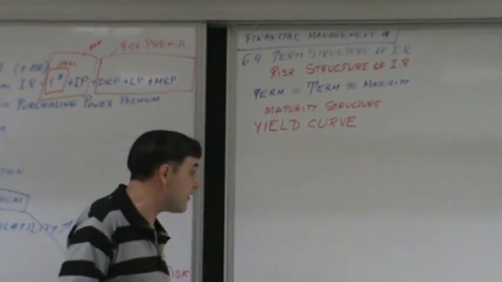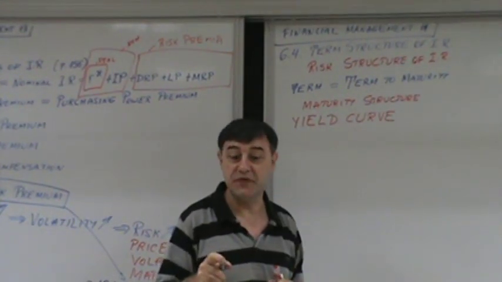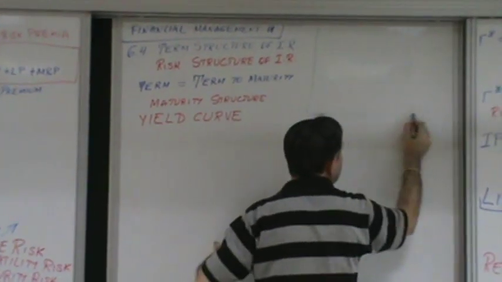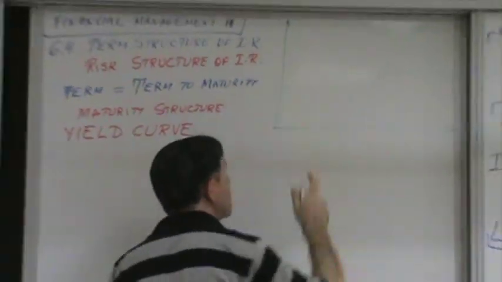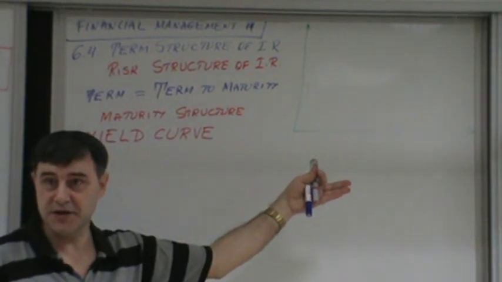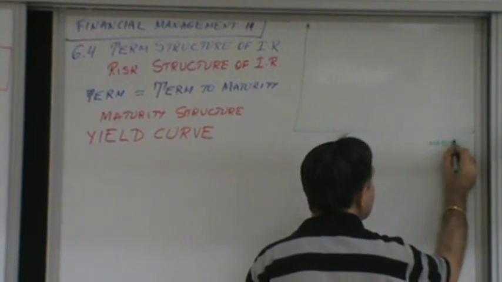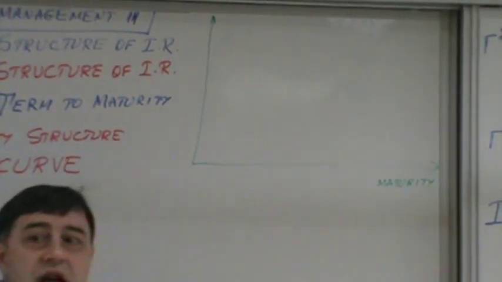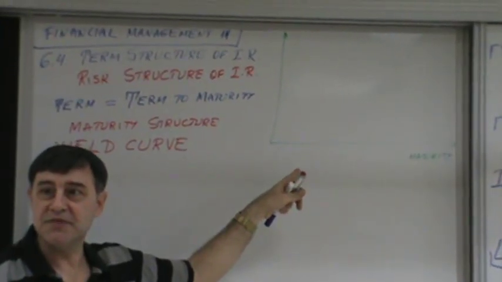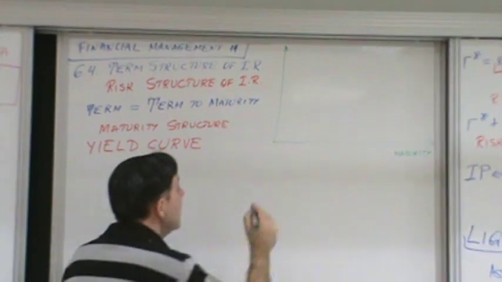So what's the graph look like? Well, let's try one of these green to just draw a very simple picture. And it goes like this. It's simply a graph. On the horizontal, you got maturity. Sometimes they draw the maturity linearly, sometimes they draw it in logs. Let me kind of like show you what a log will look like.